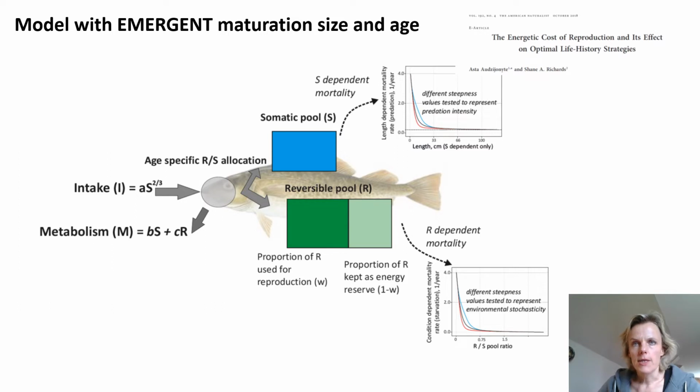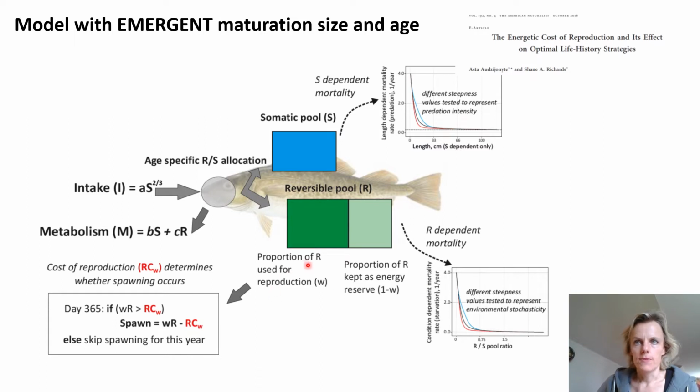So we published a model like that in the American Naturalist in 2018 that allows emergent maturation size at age based on life history optimization processes, which means that the fish is eating, it's using some energy for metabolism, and the remaining energy is allocated between somatic pool and reversible pool that determines maturation and reproduction. And at the end of each year, if there is enough energy in the pool that is allocated for reproduction, the fish will reproduce.